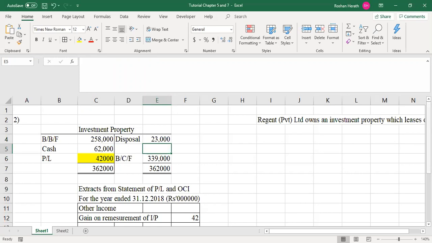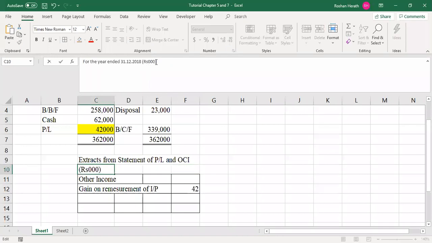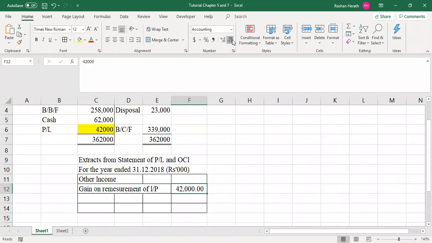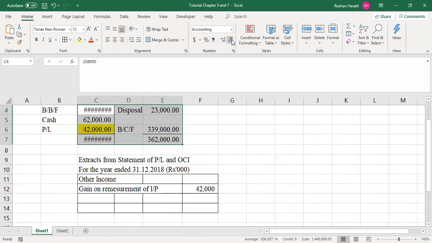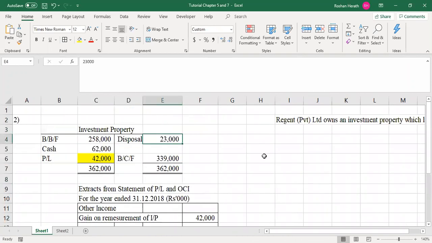Right, so therefore you can see that the gain is going to be 42. Let's take the figures in thousands. 42 million. Right, here we have it. And is that all? What about this disposal?